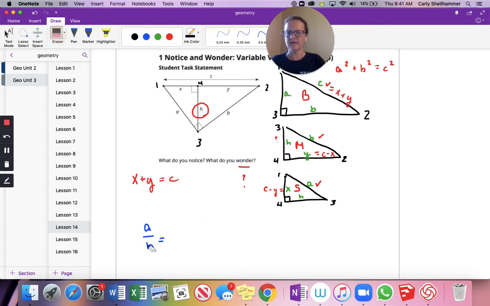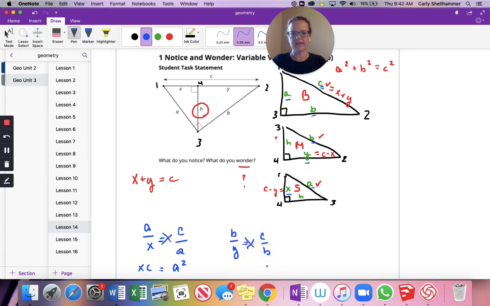So there's a point we want to make here, so I want to make sure I get it right, because if I lose you guys, I'll lose you guys. So I'm going to say A over X equals C over A. And if I multiply down, I would get A squared equals XC. Cool? Now if I did B over Y equals C over B, and I multiply these, I get B squared equals YC.